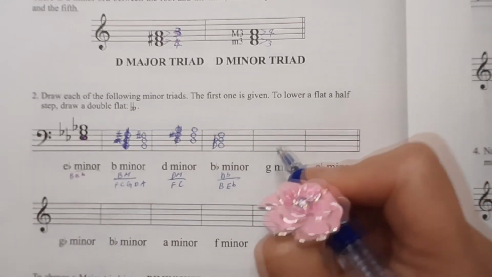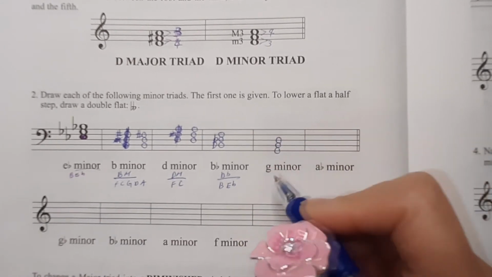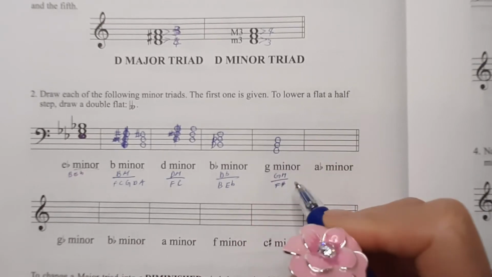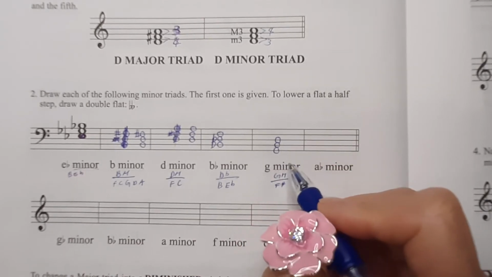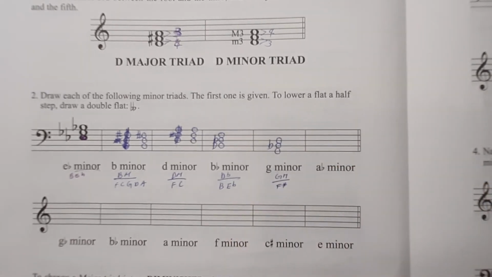Good. G minor. Now let's do G major first. In the key of G major, only one sharp, F sharp, and you don't need to sharp anything. Now how do you make it to the minor? Simply lower the third. Flat sign.